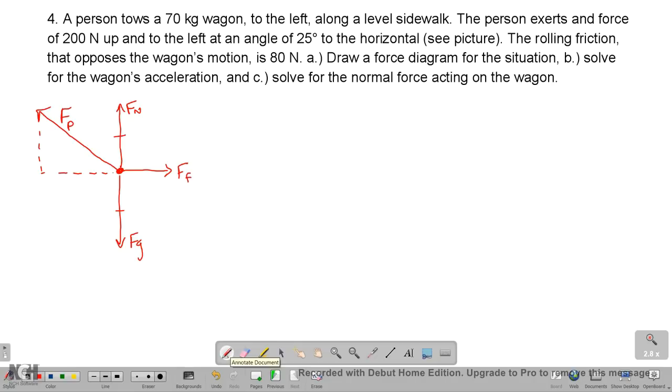So it says a 25-degree angle with the horizontal, so that's going to be down here, 25 degrees. And then this is our adjacent side down here, so this is going to be Fp cosine theta. And then our opposite side is going to be Fp sine theta. So we've done A, we've got our force diagram. Now we need to solve for the acceleration, so it is going to be in the x direction.